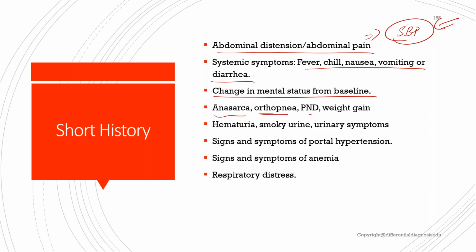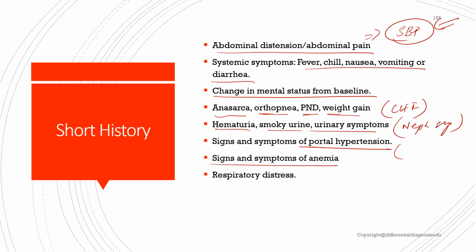Anasarca, orthopnea, PND suggest CHF; maybe the cause is CHF. Hematuria, smoky urine, and urinary symptoms can be present in nephrotic syndrome. Signs and symptoms of portal hypertension can present in cirrhosis and other causes too. Look for signs and symptoms of anemia and respiratory distress, because severe ascites can cause respiratory distress.